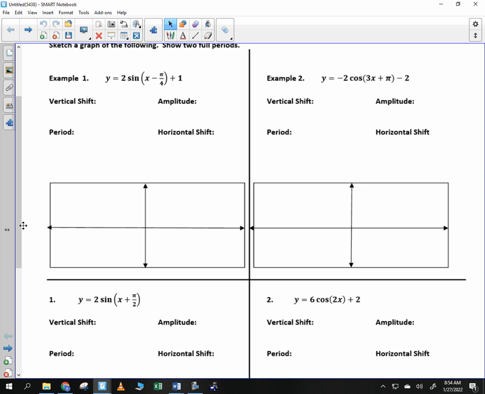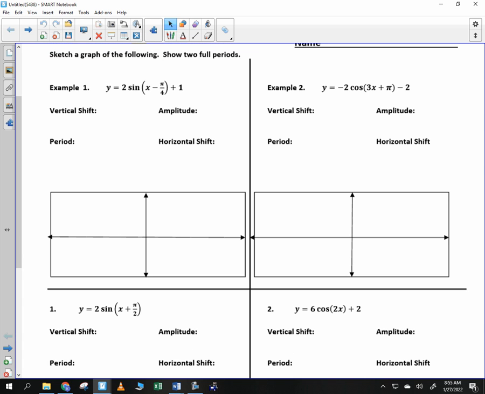But these are pivotal. If you can do these, you can get an A on the test. If you can't, the rest of the test can be a little bit disastrous. So let's see if we can figure it out. We start with the vertical shift. What's the vertical shift? 1. What is the amplitude? 2.